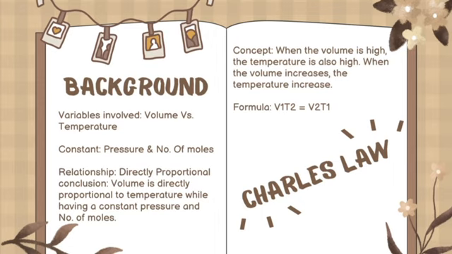The formula of Charles' law is V1 times T2 equals V2 times T1, wherein V1 is the initial volume, T1 is the initial temperature, V2 is the final volume, and T2 is the final temperature.